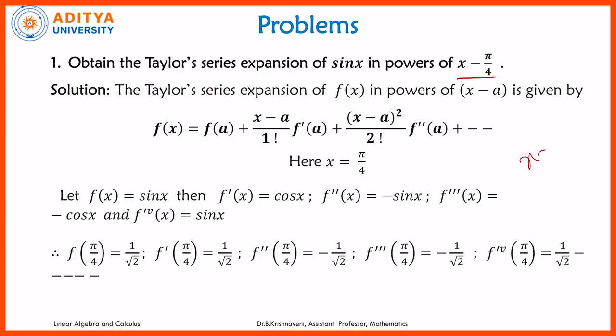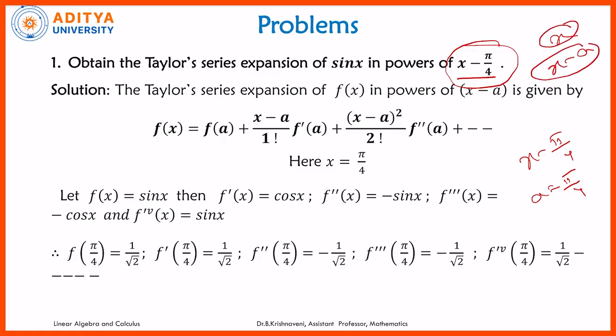In the powers of x minus pi by 4 means clearly here a is equal to pi by 4. So hence we have to take the Taylor series expansion. Whether we are getting a Taylor series or the Maclaurin series in the question, we will write the series depending upon that a value. That means either they may give in the powers of x or in the powers of x minus a. Depending on this, we will select either the Taylor series or the Maclaurin series.